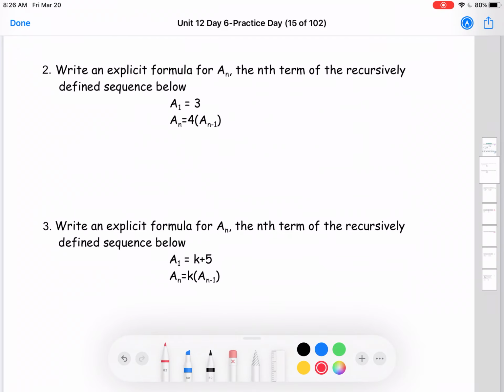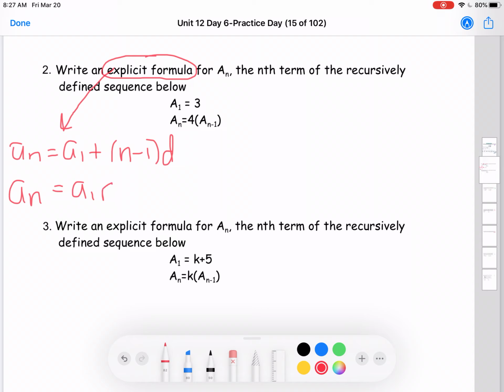Write an explicit formula. Okay, so as soon as it says write an explicit formula, this is what's going through my mind. I'm thinking about, is it arithmetic or is it geometric? These are the 2 explicit formulas. The first one is arithmetic, second one is geometric, and they're both on the reference sheet. So I have to decide which one of those am I going to use. So let's see. The nth term of the recursively defined.